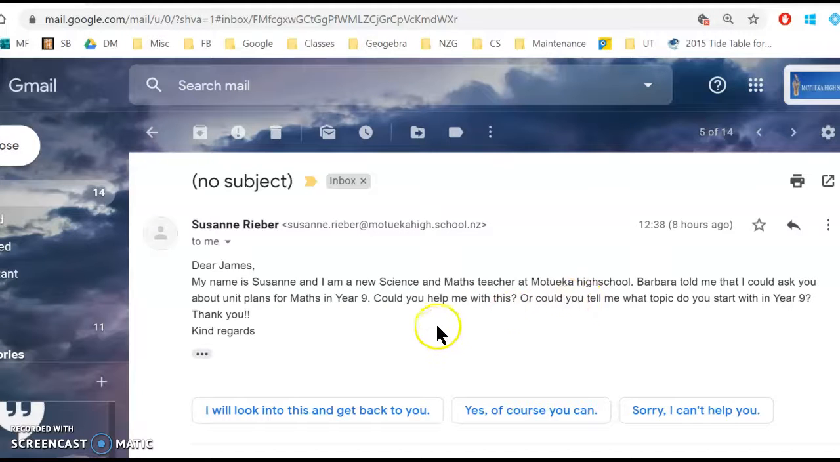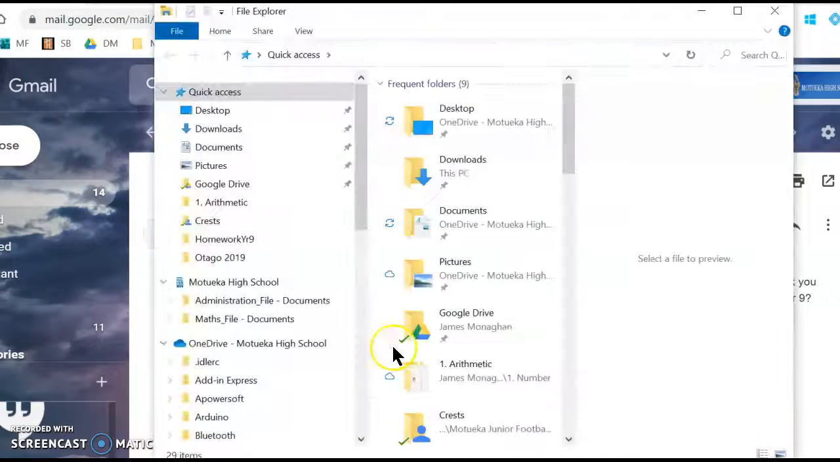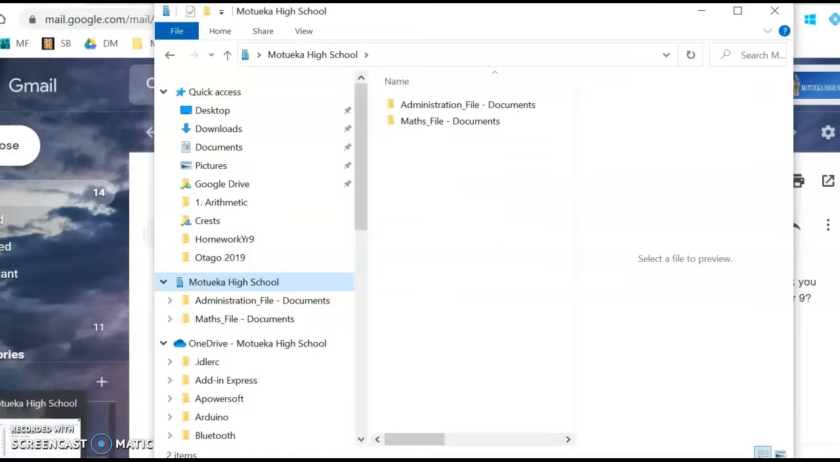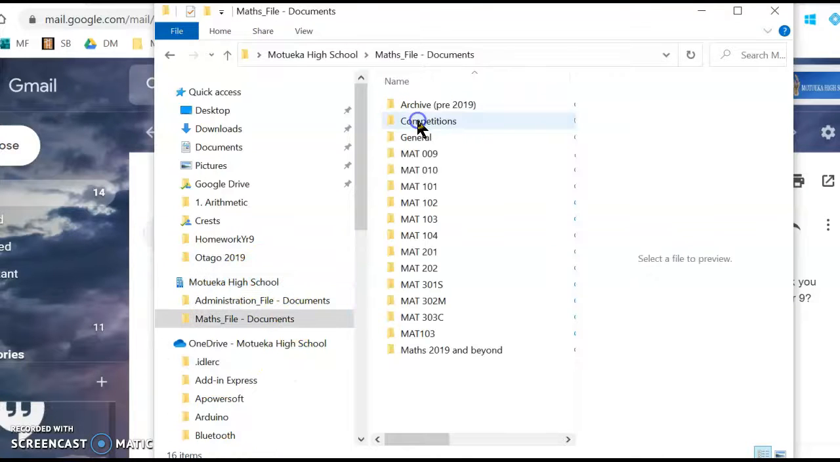Okay, Suzanne, I presume that you might have access or you've got a computer. If not, I'll tell you what the first topic is. So, to go to our scheme, we would go to here, Moraweka High School. So that was just bringing up the folder, Moraweka High School Maths Documents.